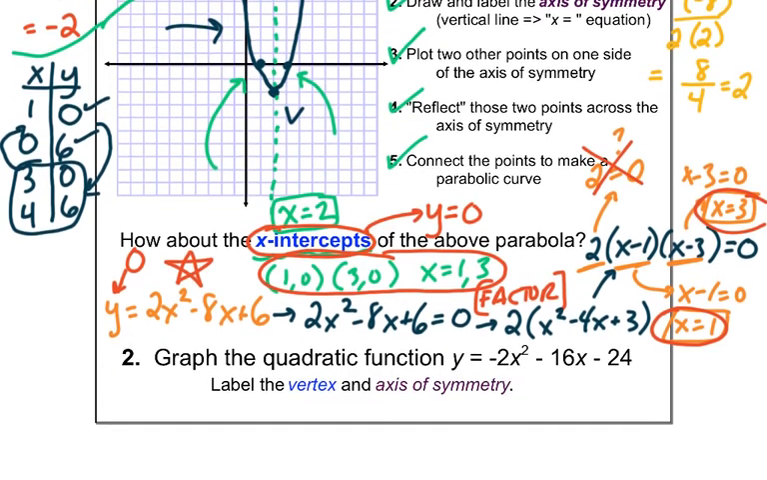All right, folks, why don't you try number 2 on your own? Can you graph this quadratic in standard form? Remember to label your vertex and your axis of symmetry. Go, and if you want, find the x-intercepts as well, and we'll see how you do. I'll pause the video, and we'll join up in just a second. Good luck.